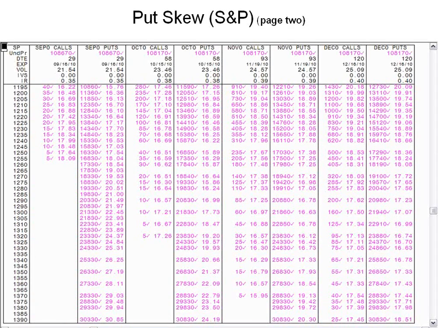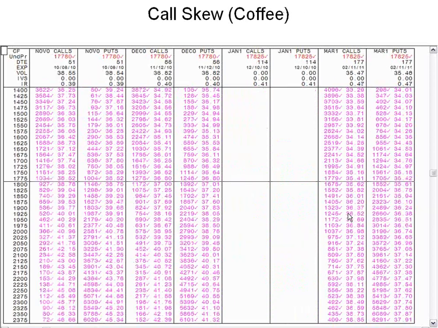In the case of the call skew, the S&P has a call skew which gets cheaper and cheaper and cheaper, which is the reverse of the put skew. So you can see, the further you get out of the money, the lower the implied volatility is in the calls. For coffee, it is the reverse. The coffee calls have higher and higher implied volatility.